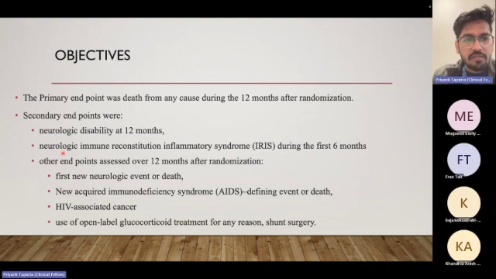The primary objective was death, and the secondary objectives were neurological disability at 12 months, IRIS, as Anish had already talked about, during the first 6 months, and several other endpoints after 1 year of randomization. First neurological event or death, new AIDS defining event or death, HIV associated cancer. Kaposi sarcoma is really commonly seen in patients having HIV. Also use of any open label glucocorticoid treatment for any reason, and whether the patient had any shunt surgery sequelae later on.